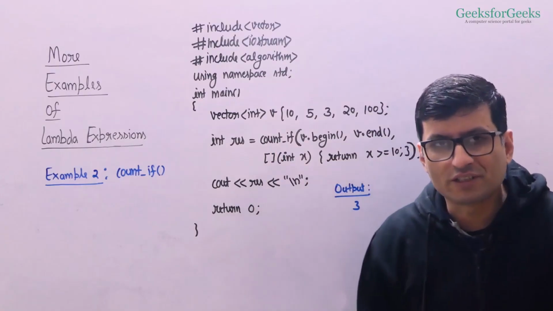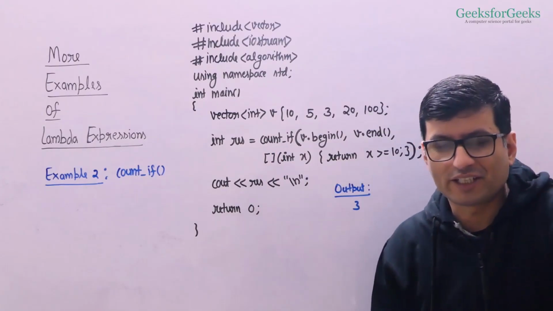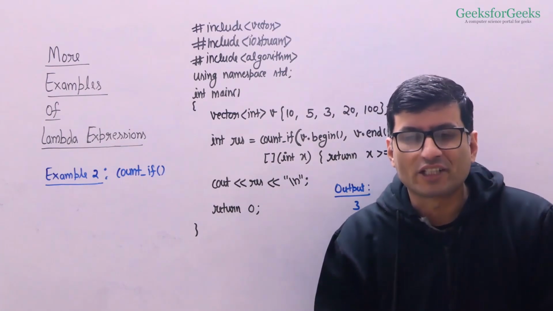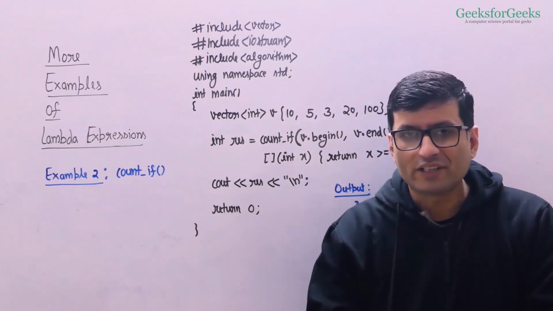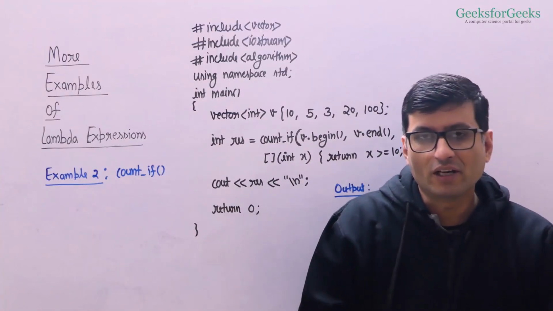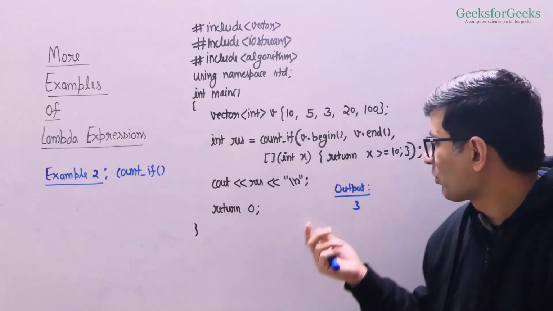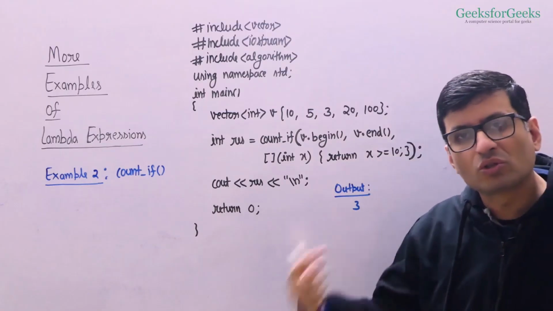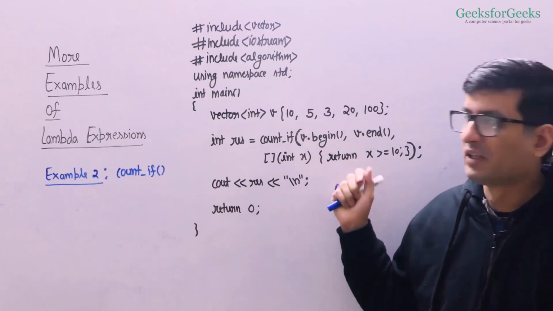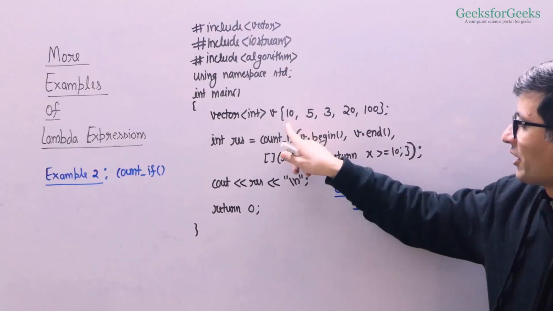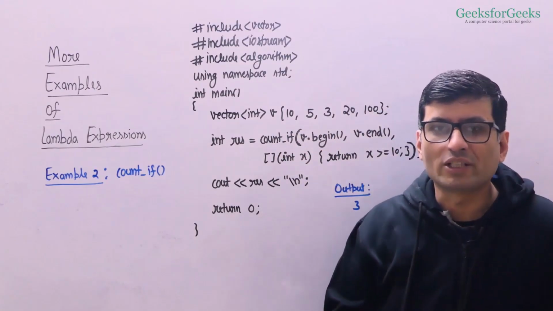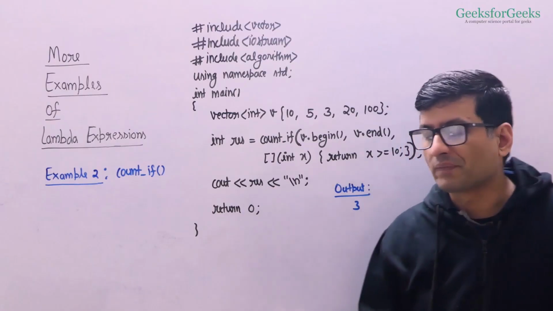The countif function takes two iterators again like for each and takes a functionality. And this functionality has to be such that it returns a Boolean value, and if the condition that you provide in this functionality is true, it counts all those elements with the true condition. For example, here I have a vector 10, 5, 3, 20, 100, and I want to count the elements whose value is greater than or equal to 10.